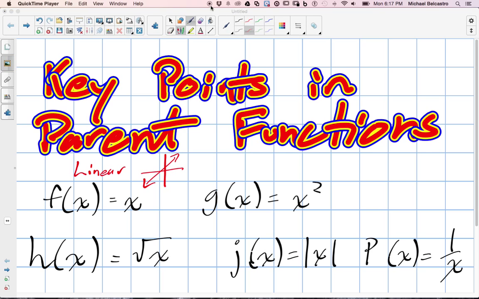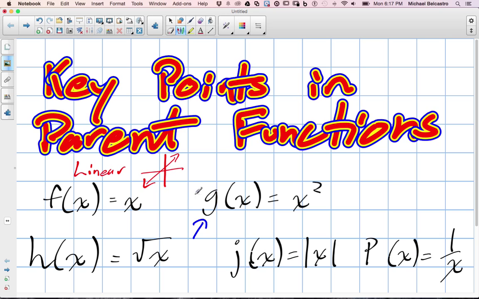Now, I called it g(x), and the reason I called it g(x) is because technically, if I were to call this f(x) again, well then I have contradicting statements. I have two functions by the letter f. So we use different letters in function notation to represent what would be considered a different relationship or a different function. Okay. So we have f(x) to represent the linear function.